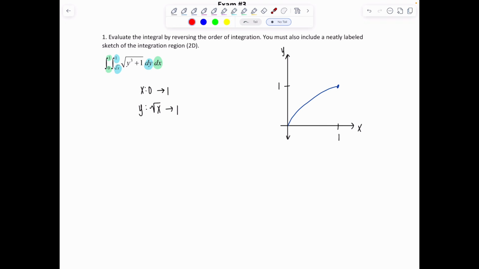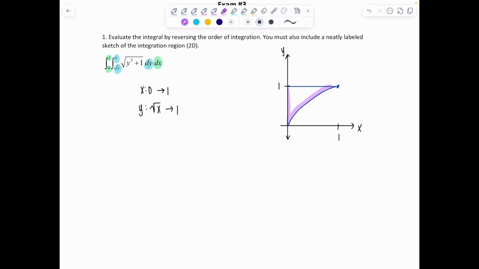X being bounded from 0 to 1 tells me I'm, okay, in this region, somewhere in here. Y is bounded below by rad x, above by y equals 1. So let me add y equals 1. And then you have to decide, where am I shading? What is the region? Well, it's up here.